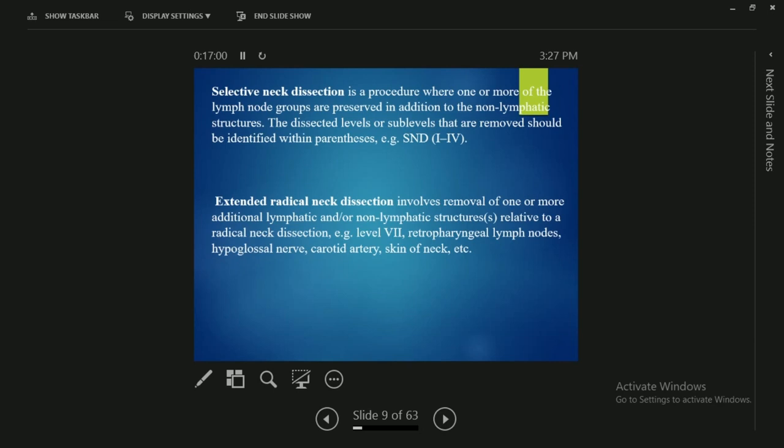Selective neck dissection is the procedure where one or more of the lymph node groups are preserved in addition to the non-lymphatic structures. The dissected levels or sublevels that are removed should be identified within parentheses, like selective neck dissection, levels 1 to 4. Extended radical neck dissection involves removal of one or more additional lymphatic and/or non-lymphatic structures relative to radical neck dissection, for example, removal of level 7, retropharyngeal lymph nodes, hypoglossal nerve, carotid artery, skin of the neck, etc.